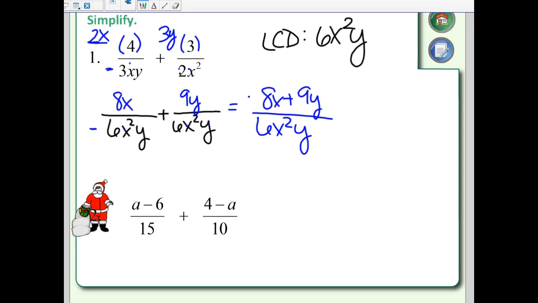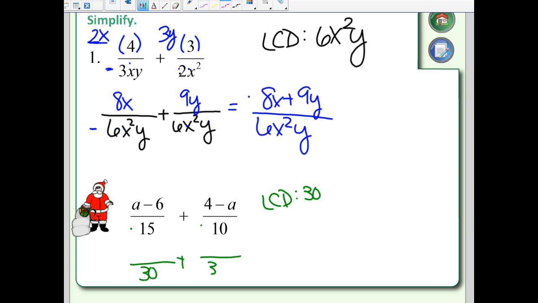Let's look at the next one here. If I have 15 and 10, what's my common denominator going to be? Well, if we have 15 and 10, we would choose 30. 30 would be my common denominator.